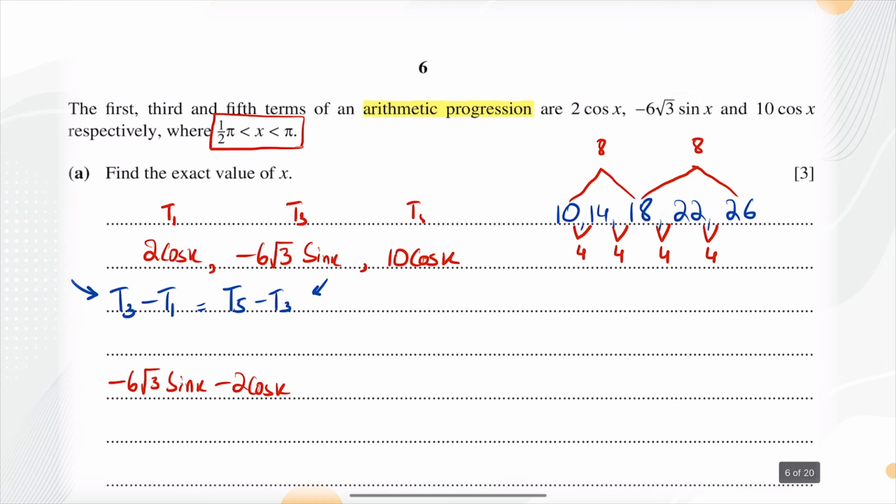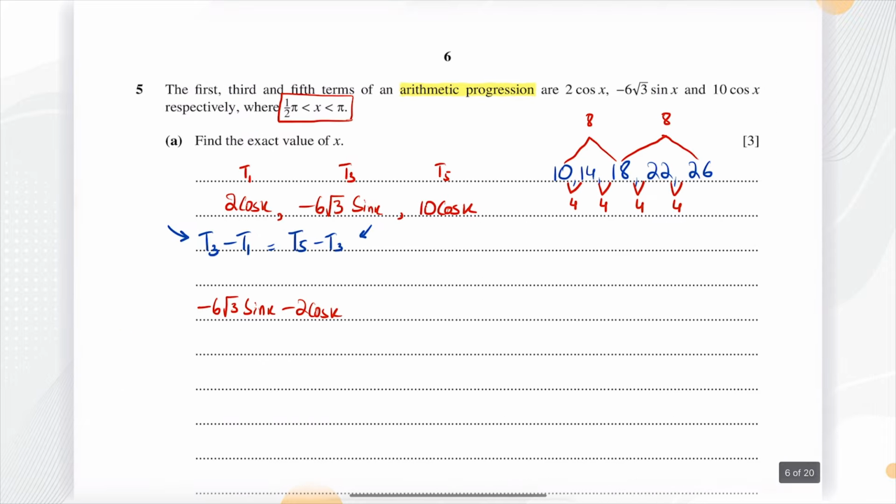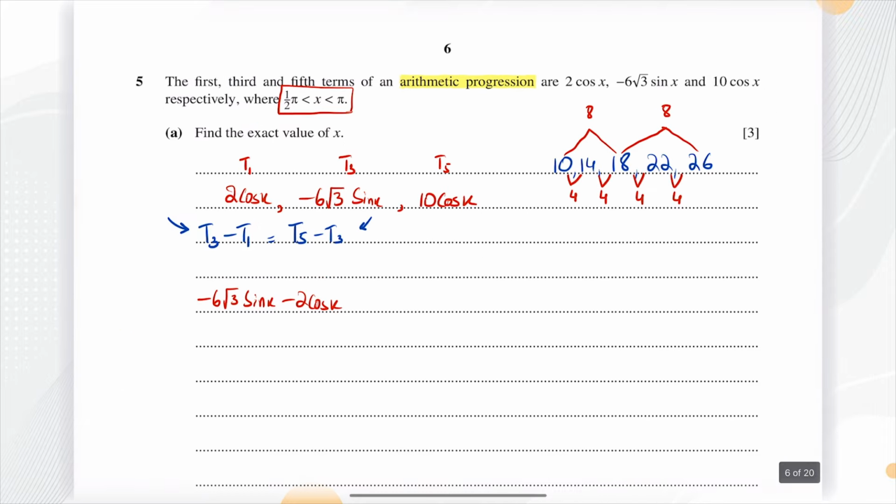Yes, we have the first term. Yeah, we have the first, third, and fifth. So here you can see I've taken the difference between the third and the first term. That's minus 6 under root 3 sine x minus 2 cos x, and this, as we know, is going to be equal to 10 cos x.